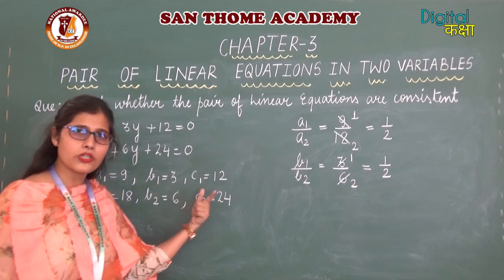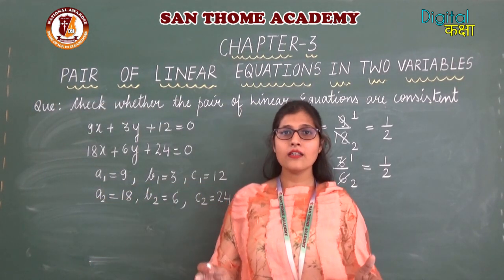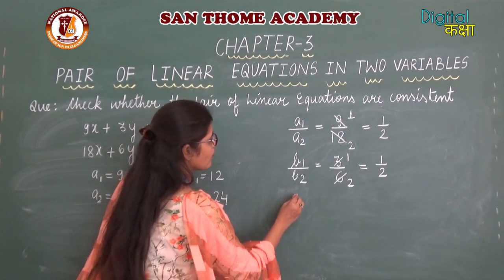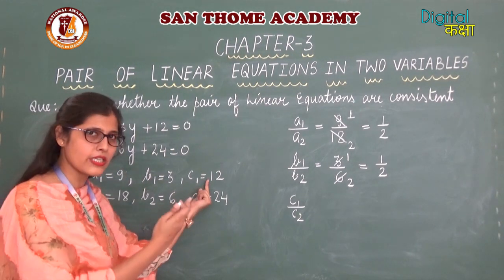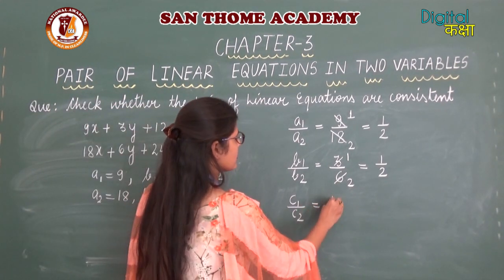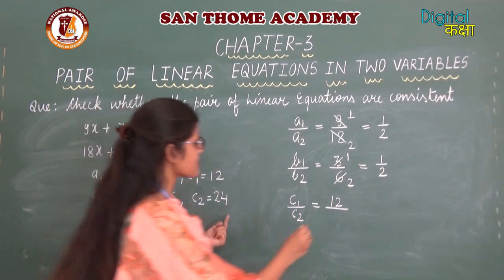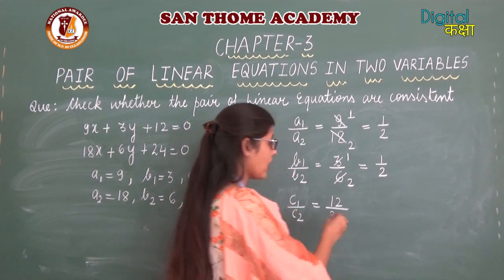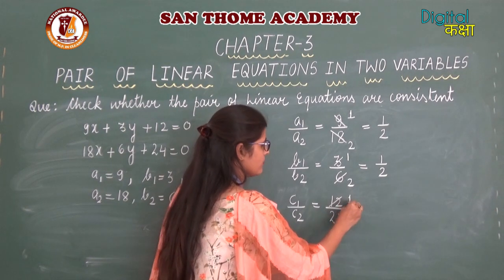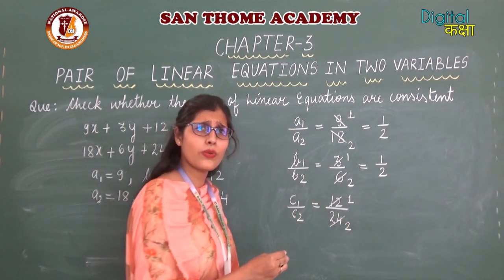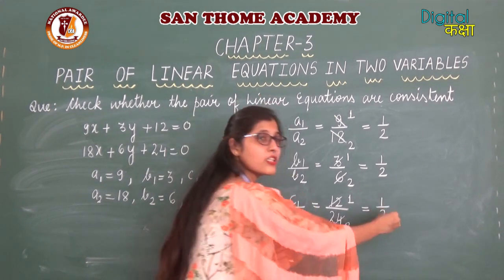Since the first two ratios are equal, it's compulsory for me to check the third ratio, that is of the constants, c1 upon c2. Again we will be substituting the values over there. The value of c1 is 12 and the value of c2 is 24. Now we will again divide it by 12. 12 ones are 12 and 12 twos are 24. So now the ratio will be 1 upon 2.